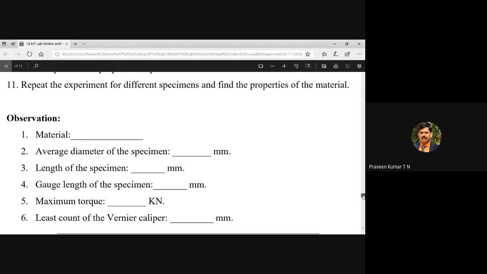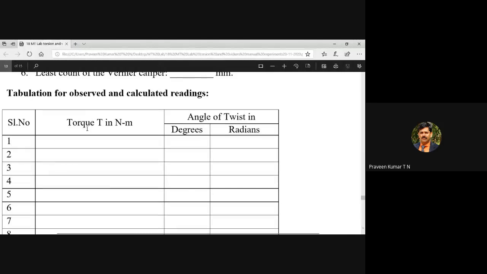So this is the tabular column. These values will be given. From the equipment, you are getting the torque in Newton meter. You are getting the angle of twist in degrees, that you have to convert into radians at a later stage. Then finally, you have to plot the graph of torque or torsion loading versus angle of twist. It is nothing but load versus deformation. The load is torsional loading. The deformation is angular deformation.